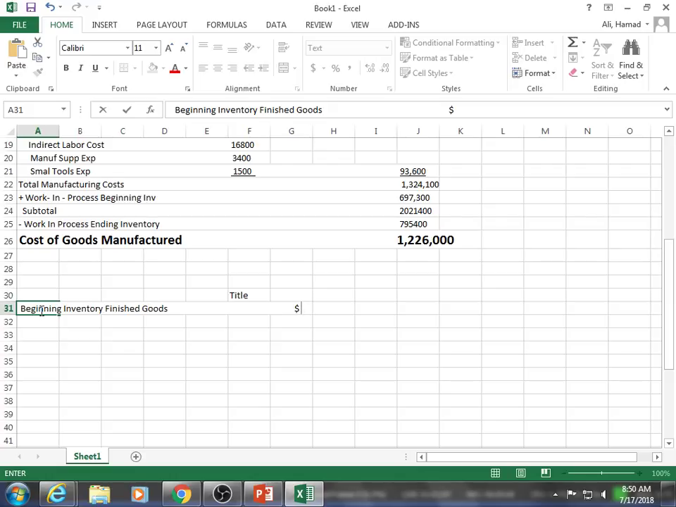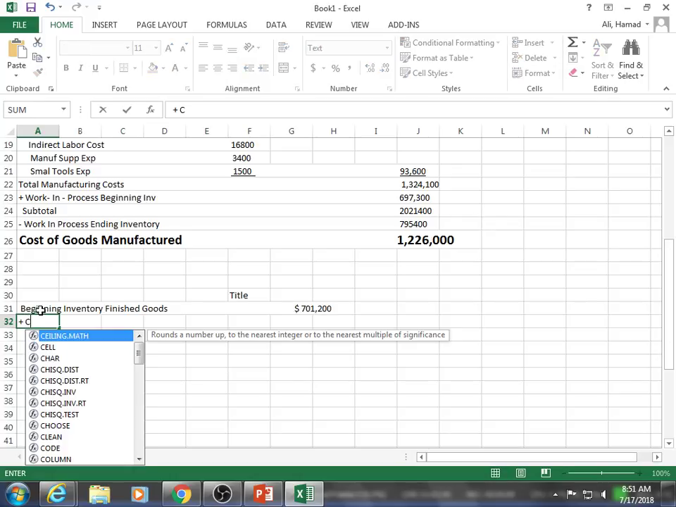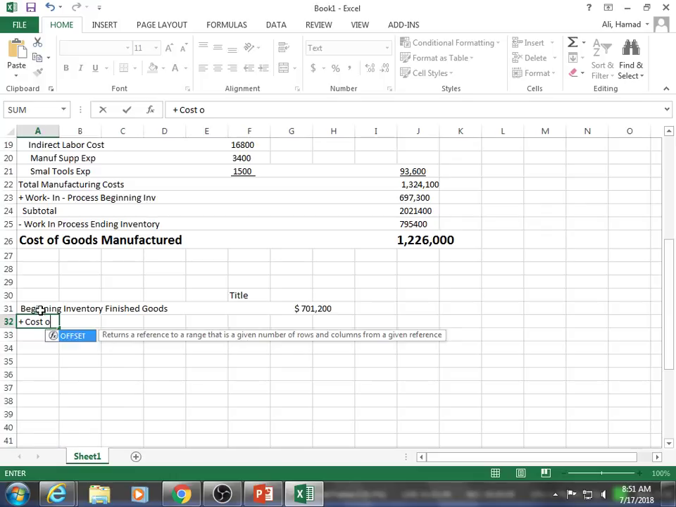701,200, correct? And we're going to add to that cost of goods manufactured. That's why we had to do cost of goods manufactured first. And then you do your income statement, which includes cost of goods sold in it. So, beginning inventory plus, I'm going to put the plus sign, cost of goods manufactured.